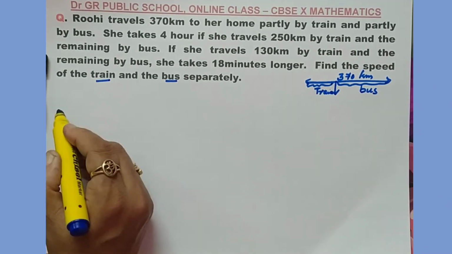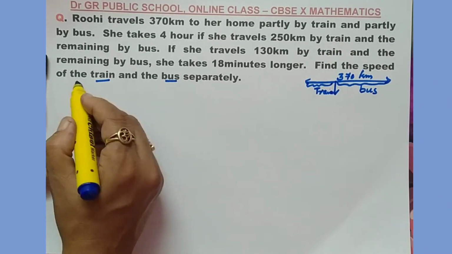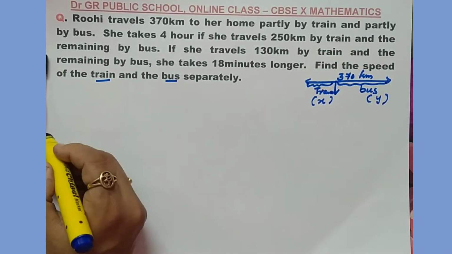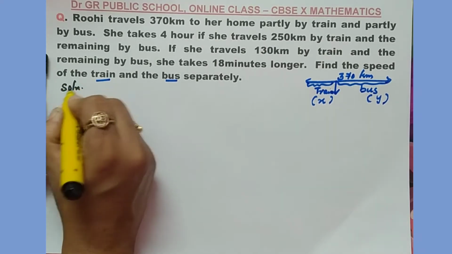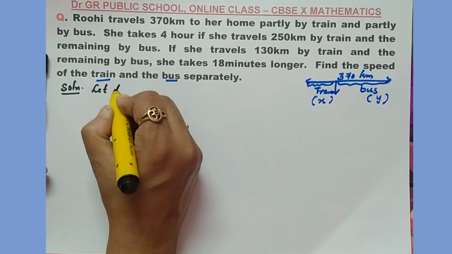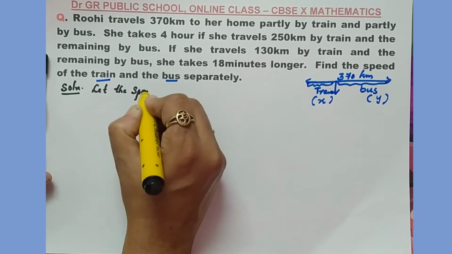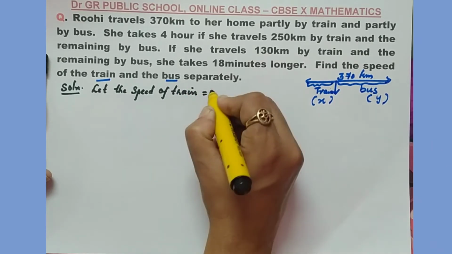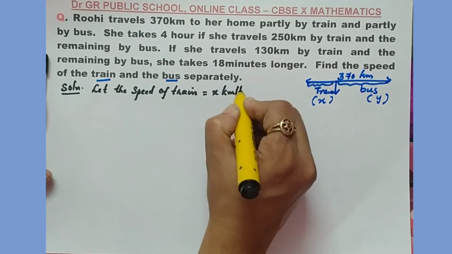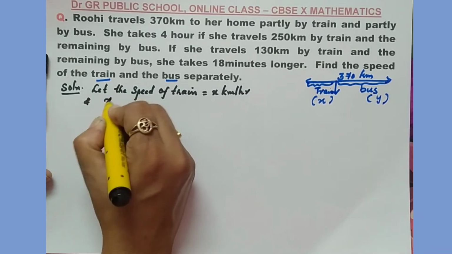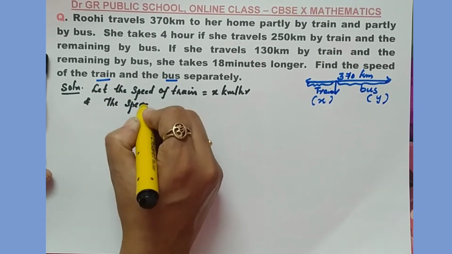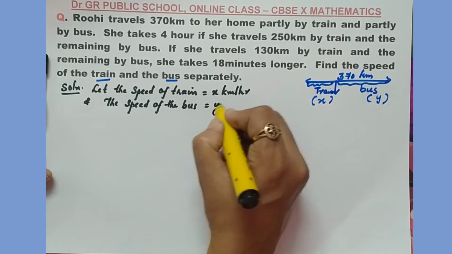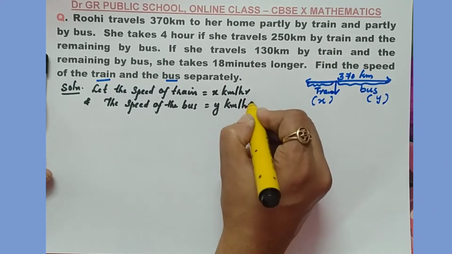What do you need to find? That you need to take as x and y. The speed of the train I am going to take as x and the speed of the bus as y kilometers per hour. Listen to the solution. Let the speed of the train equal x kilometers per hour and the speed of the bus equal y kilometers per hour.